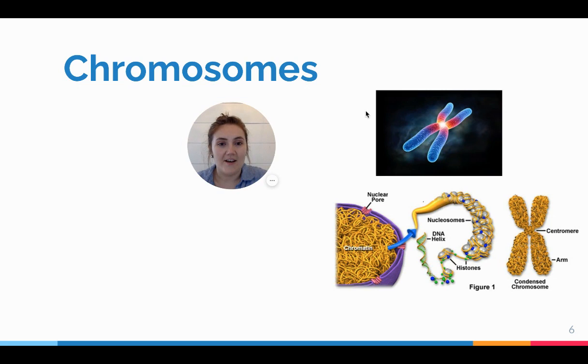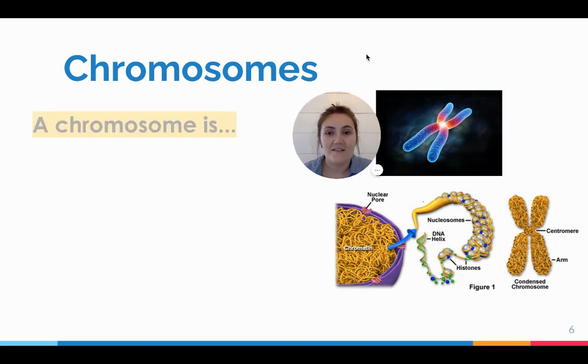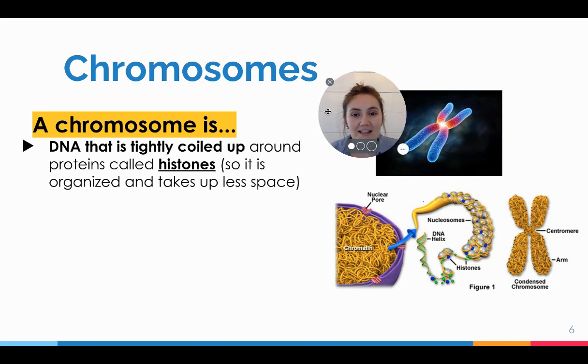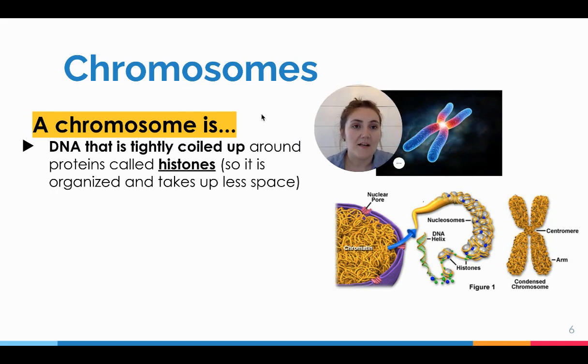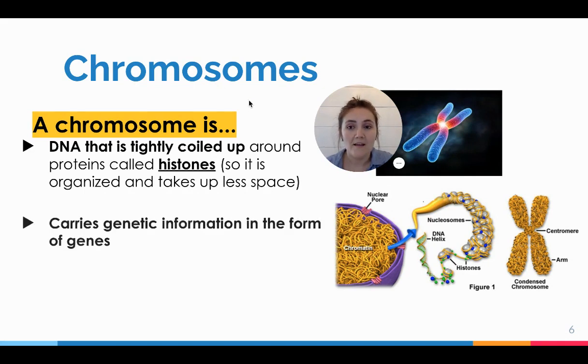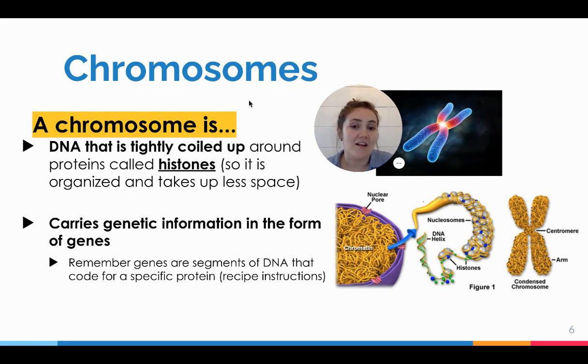All right, so let's take a look at what a chromosome actually is. A chromosome is DNA that is tightly coiled up around proteins called histones, kind of like when you take a string and you wind up a yo-yo. The yo-yo is the histone, the string is the DNA. So it's organized, it takes up less space. Again, it's easier for the cell to divide and split those evenly. Keep in mind that a chromosome carries genetic information in the format of genes, which is important because in order for your newly made cell to do its job, it has to have the instructions for making proteins.